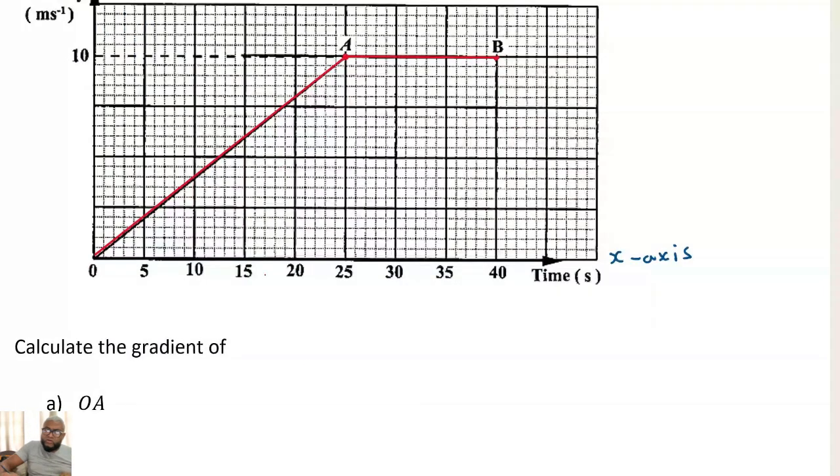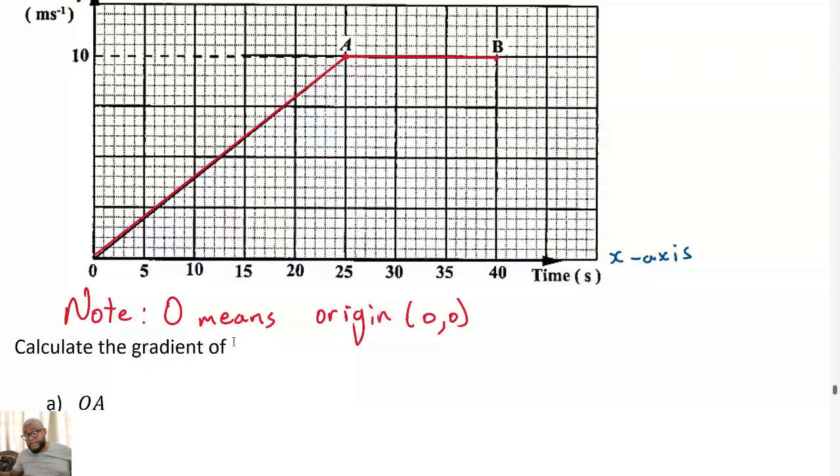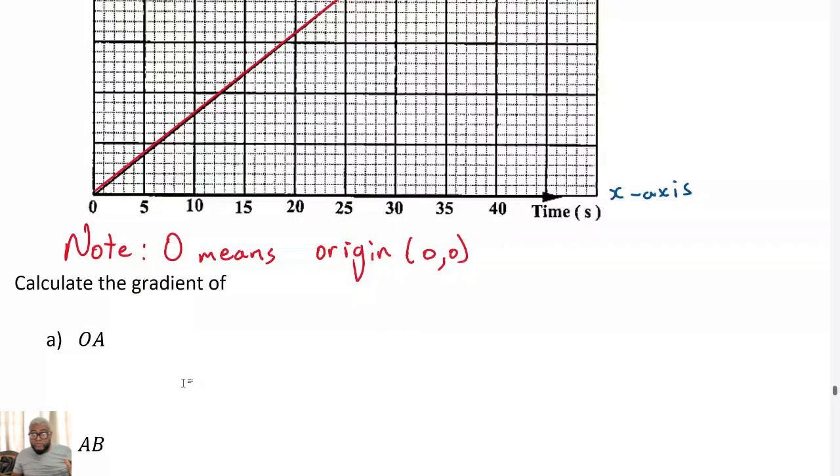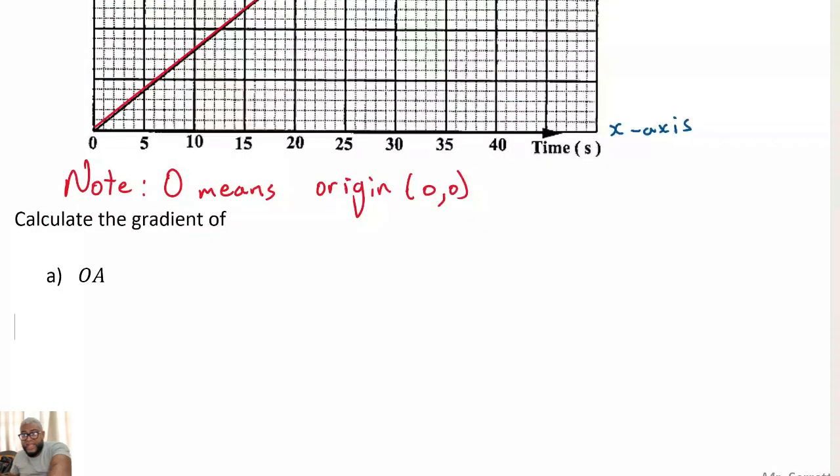O meaning the origin. Write this as a note, because people see this O here and get thrown off. O means origin, right? Origin is 0, 0. So don't get caught with that. Anytime you see that O, O to A means it's starting at the origin. Now, we're looking for the gradient of that stage 1 there.